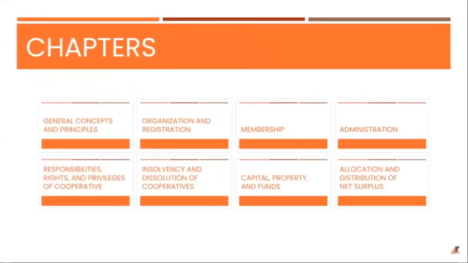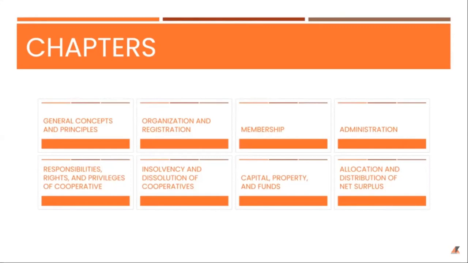So you will see here, we have different chapters in this series. First, the general concepts and principles. Second, the organization and registration. Third, membership. Next, administration. Next, responsibilities, rights, and privileges of a cooperative. Sixth, insolvency and dissolution of a cooperative. Seventh, capital, property, and funds. And lastly, the allocation and distribution of net profits or surplus. Okay?